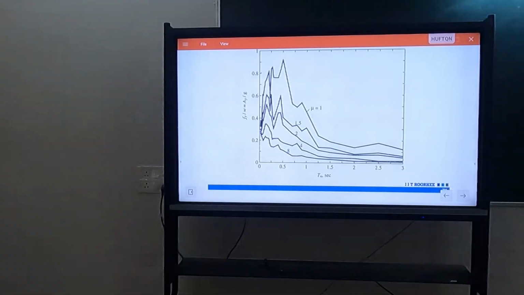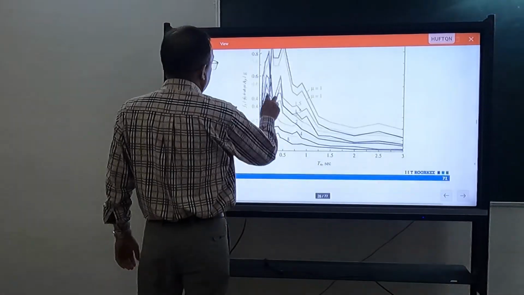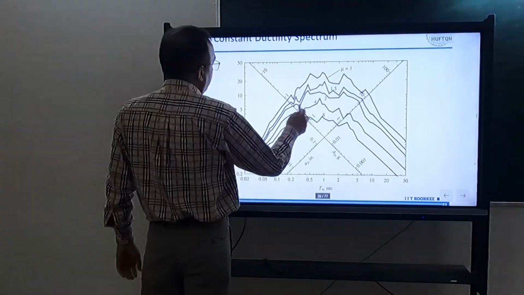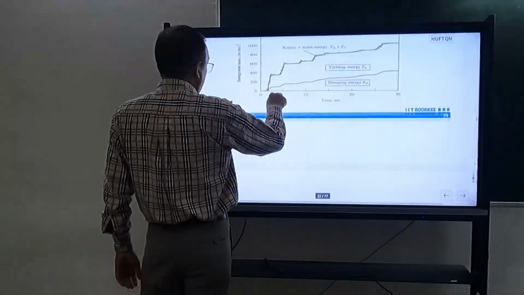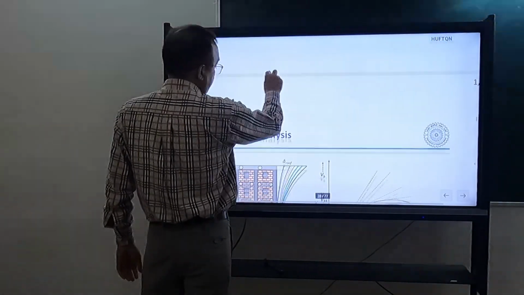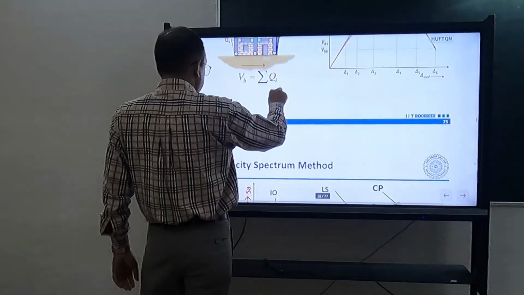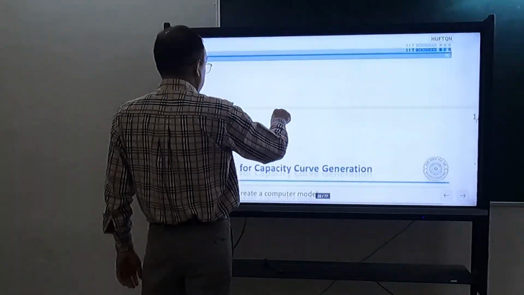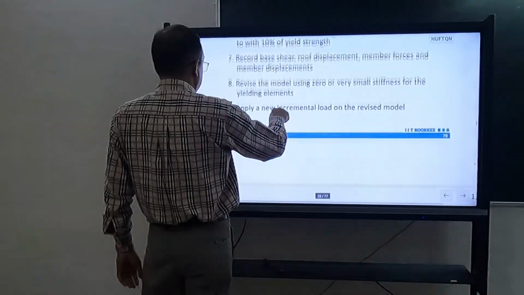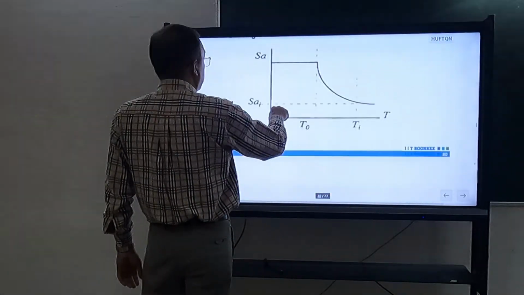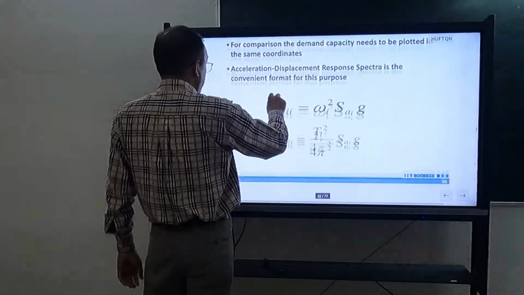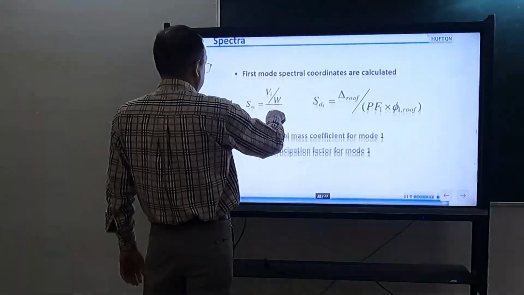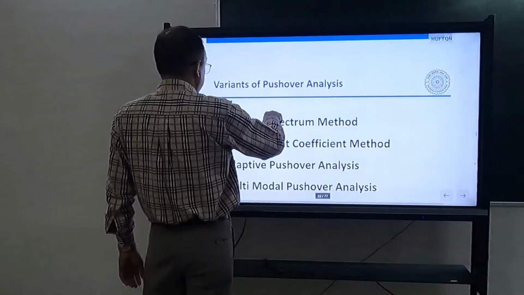When we do it for a number of earthquakes, we get something very interesting. They have done this in tripartite plot. I want to skip this. Finally, we get something very interesting. Smooth shape.